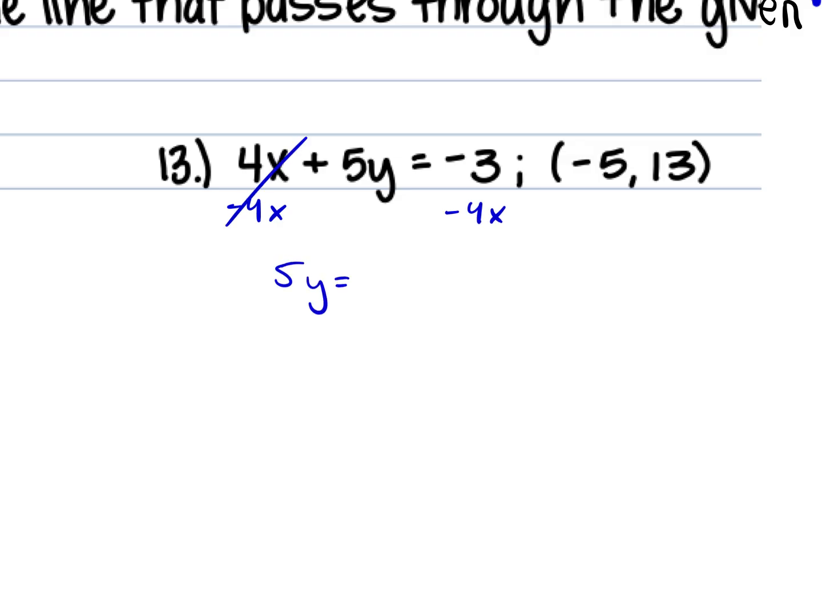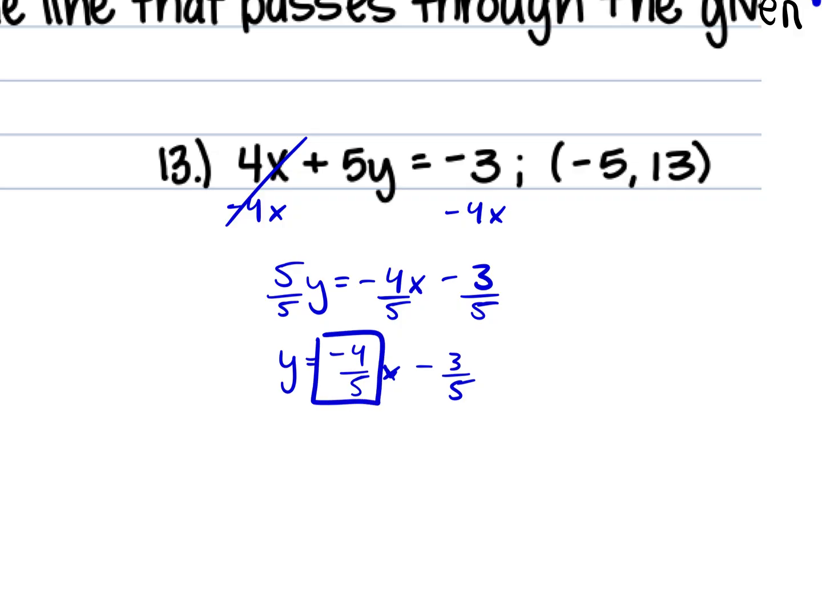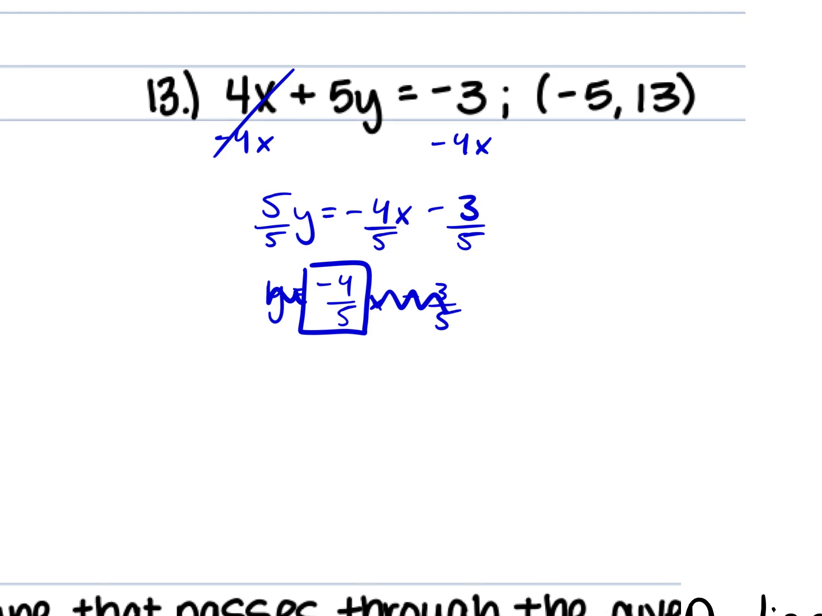We get 5y is equal to -4x minus 3. What should we do next? Divide by 5. So y equals -4 over 5x minus 3 over 5. So what's our slope here? -4 over 5 is our slope. The rest of the equation does not matter. Our slope of our new line would be what? The same thing. Since it's parallel, it's going to have the same slope. So -4 over 5.